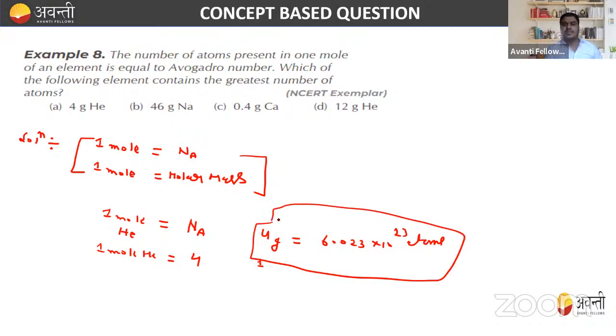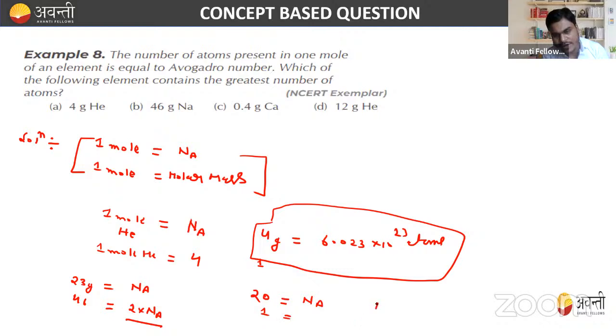On a similar basis, you can calculate for sodium also. We know that the molar mass of sodium is 23 gram, so 23 gram contains Na atoms. So 46 gram contains 2 × Na atoms, just twice. Similarly, for calcium, which has molar mass 40, 40 gram contains Na, so 20 gram contains 0.5 Na. So we can calculate this.